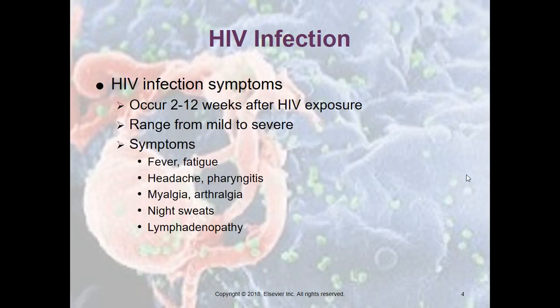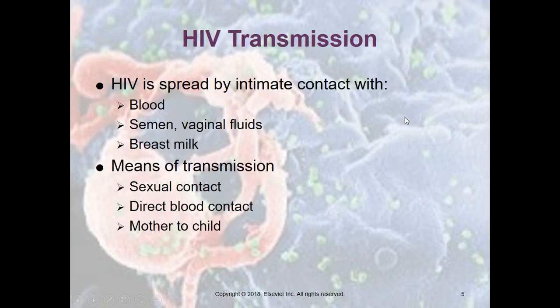So again, with HIV infection, the symptoms occur within 2 to 12 weeks after a person has been exposed, and the symptoms can range from mild to severe. Some of the symptoms include a fever, fatigue, headache, pharyngitis, malaise, arthralgia, night sweats, and lymphadenopathy. Some of these words can be really difficult to pronounce.